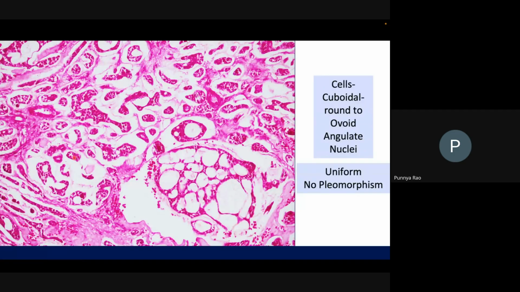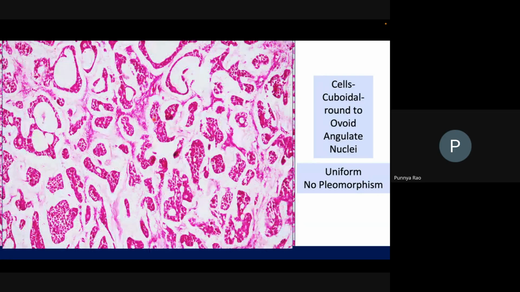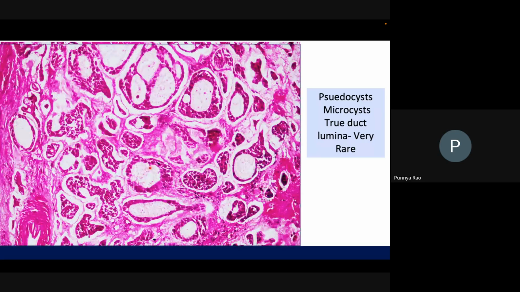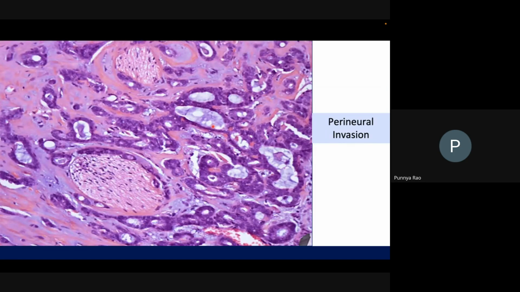So these are again your tubules. And look at the cells. The cells are usually cuboidal, round to ovoid. They have these angulate nuclei, in the sense they are not round. They may be slightly elongated and angulate. And true ductal lumina are very rare. If you find them, you may have some eosinophilic material within them. And this cyst may contain eosinophilic material which is PAS positive, or sometimes it may also be mucoid material which is Alcian blue positive.